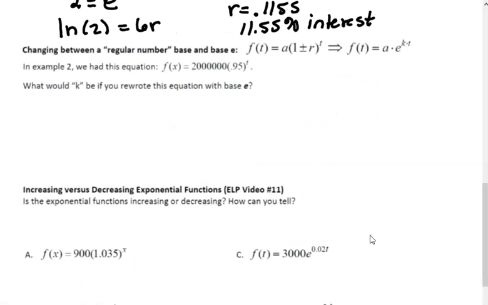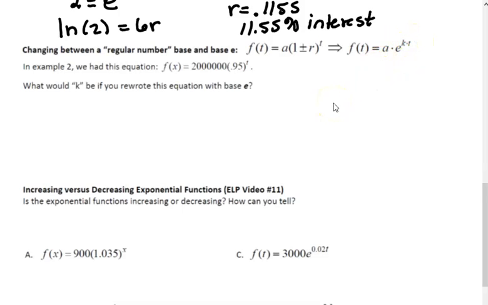Okay, the last part of this section is how do you change between a, quote, regular number and base e? So, for example, we have the equation a times 1 plus or minus r to the t power, and now we could have a times e to some coefficient times t, like we had a times e to the 0.04t when we did the interest rate.